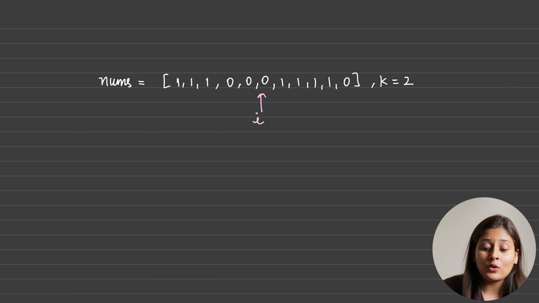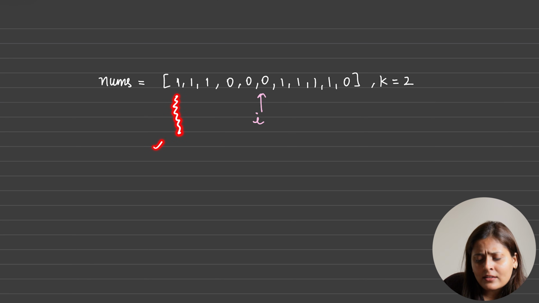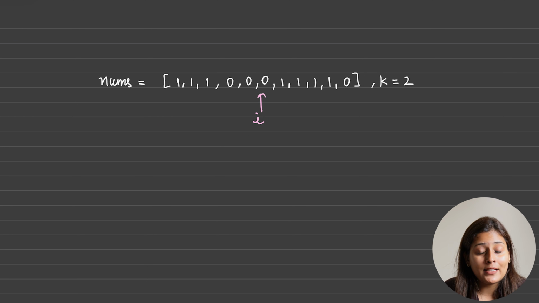Now I have to calculate what? The length. So how can I calculate the length? To calculate the length, I should have a left pointer at the leftmost position, so that I can just subtract i minus l to get the length, correct? To get the length, yes.